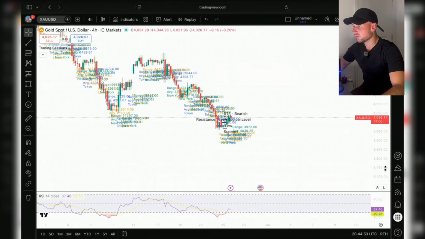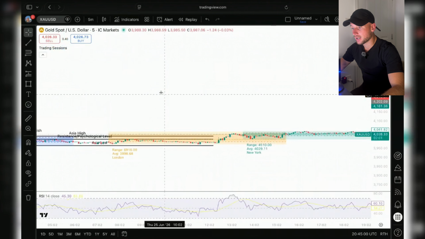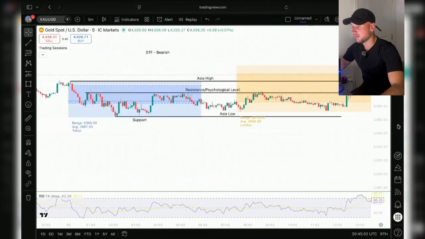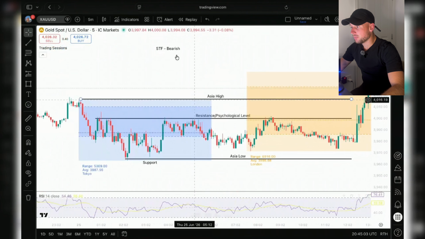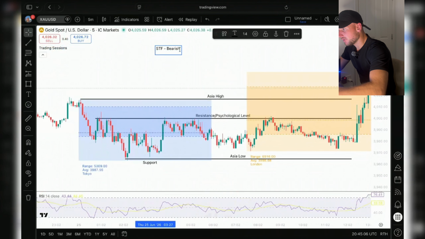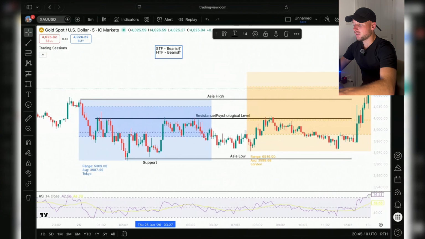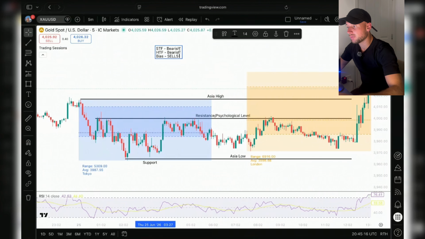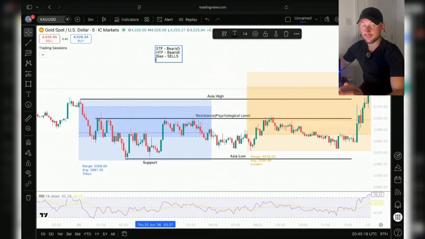So I'm going to drop back down to the 5-minute, back to where I was with my analysis. And all I'm going to do is where I've written smaller time frame bearish, I'm also going to write higher time frame bearish. Okay, now in this instance, my bias for the day would probably be to catch some sells. Okay, and again, it depends, because everybody's trading plan and trading strategy is different.